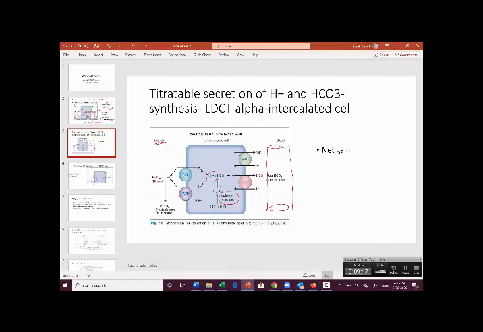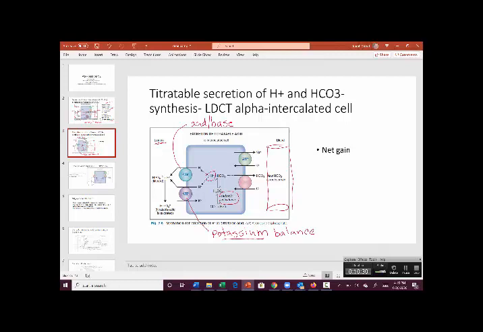Notice here that when the hydrogen is secreted, it can be secreted either through a hydrogen ATPase or a hydrogen-potassium exchanger. It turns out that the hydrogen-potassium exchanger is actually more important for potassium balance, not so much acid-base. So we'll come back to this later when I talk about potassium balance. The hydrogen ATPase shown here is mostly involved in acid-base balance, which is what we're talking about right now.